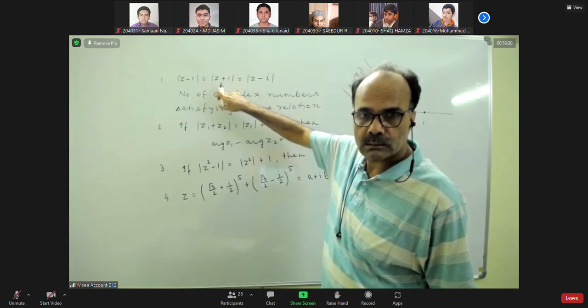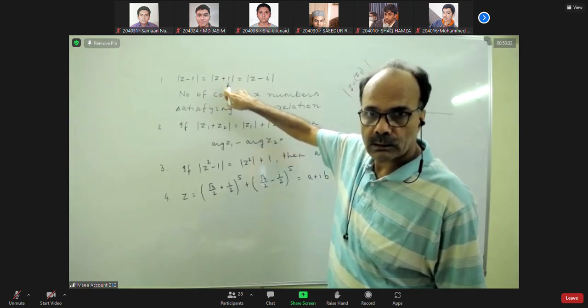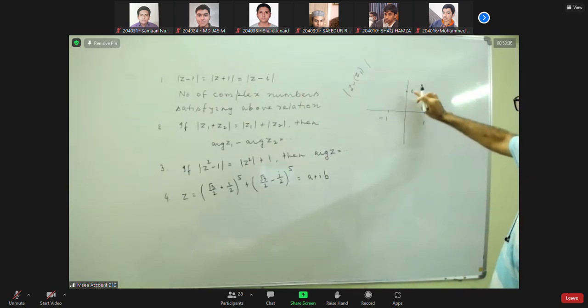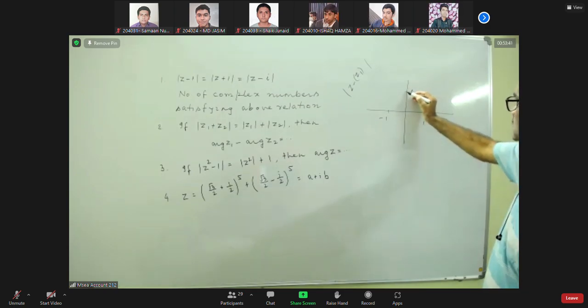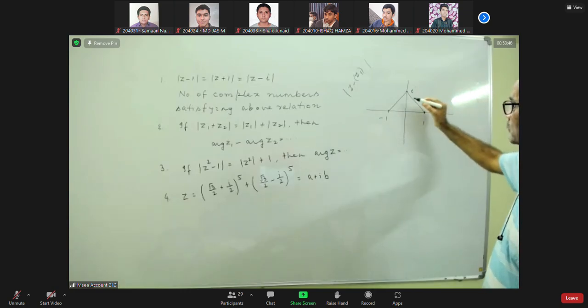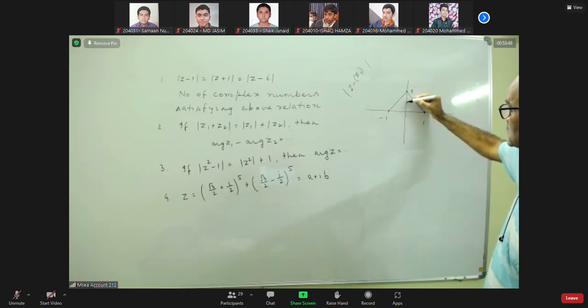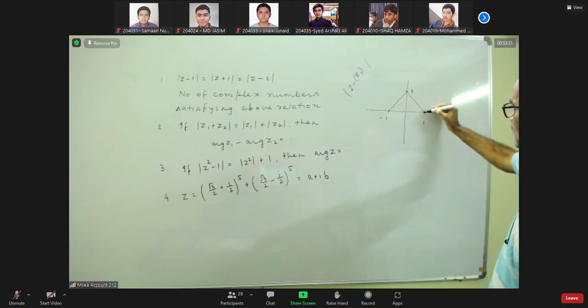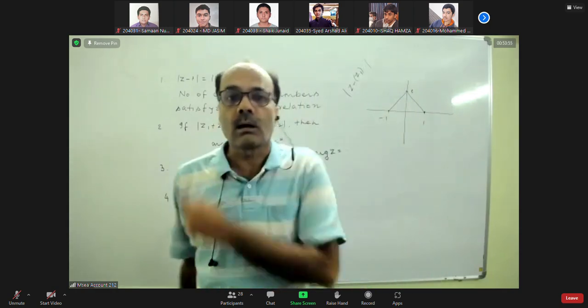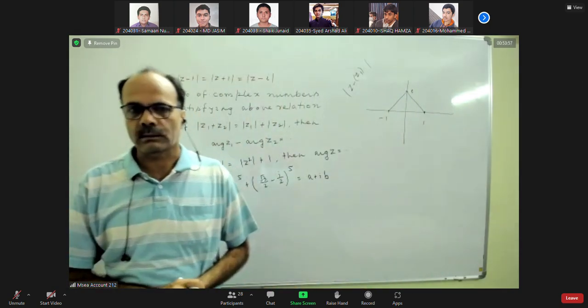|z - (-1)|, and this is the distance from z to i. So just construct this triangle. Inside the triangle, how many points are there which are equidistant from all these three vertices? Only one, that is the centroid. Or sorry, circumcenter.